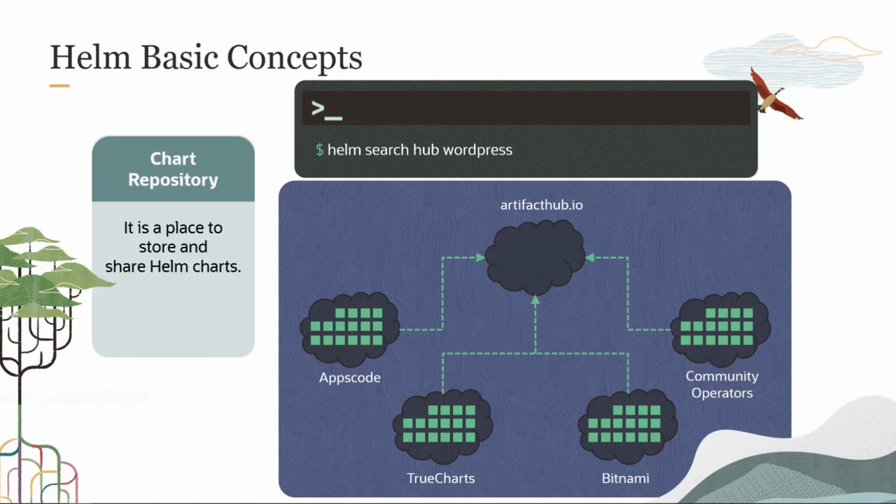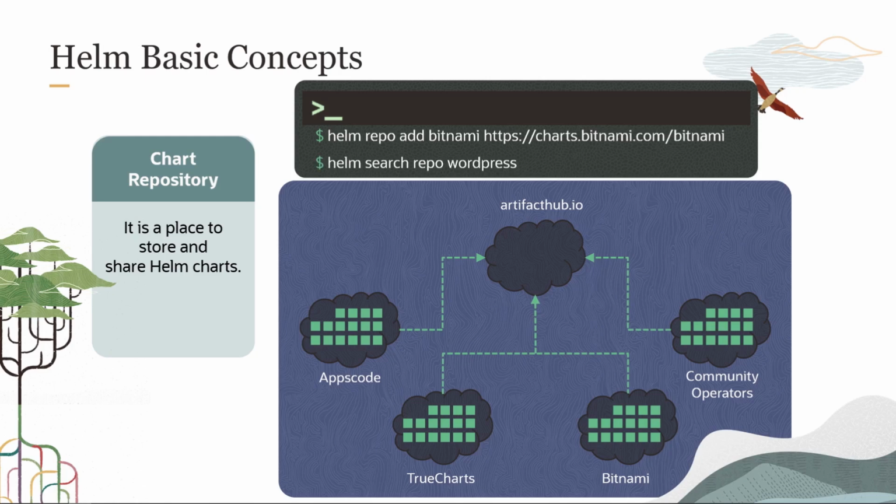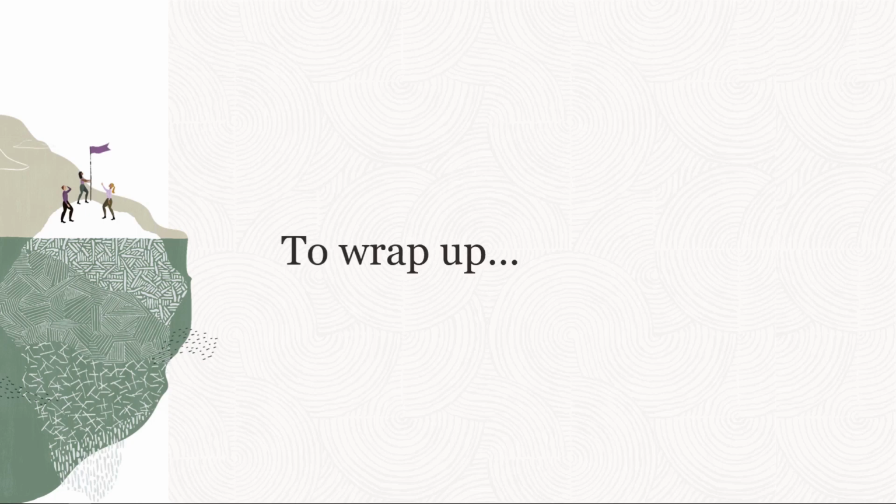The helm search hub command searches through the Artifact Hub, which covers dozens of repositories. You can add custom repositories in the local Helm client using the helm repo add command and search through these repositories using the helm search repo command. As you can see from the example, I've added a custom repository using the helm repo add bitnami command. Bitnami is my custom repository, and then I am using helm search repo to search in the bitnami repository for the WordPress chart.